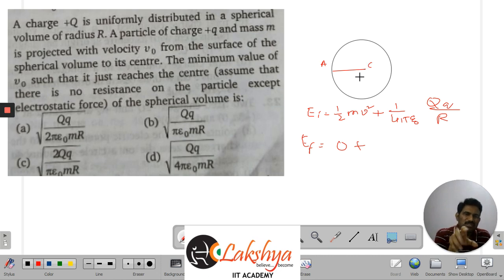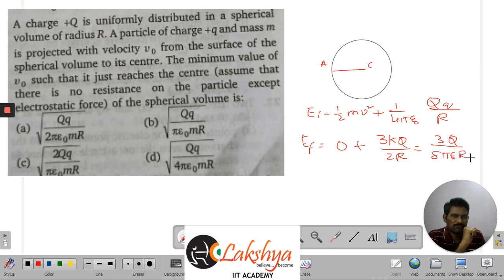To write the potential energy at the center, first we should know the potential at the center. In the previous classes we derived all those expressions. So the potential at the center is nothing but 3kq by 2R. It means 3 by 2 times the potential on the surface, which I can write as 3q by 8 pi epsilon naught R. Again apply the conservation of energy, that means E initial is equal to E final.